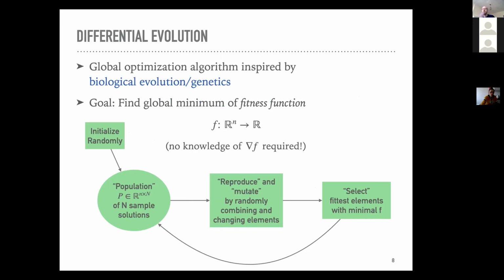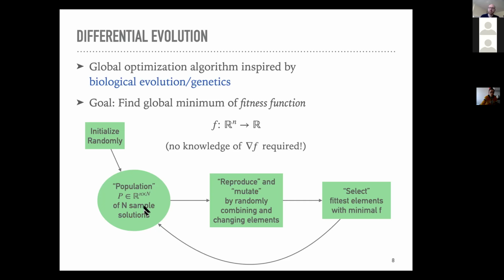It's a global optimization algorithm, as I said before, inspired by biological evolution or genetics. And the goal is to find the global minimum of a certain fitness function, which is a function which maps some vector space R^n to R, and the value of this fitness function is just telling us how fit a sample solution is, and we would like to find the fittest one. And the nice thing about these kinds of algorithms is that we do not need to know the gradient of this fitness function. So we do not descend the gradient of a function, but we use maybe a more clever strategy.